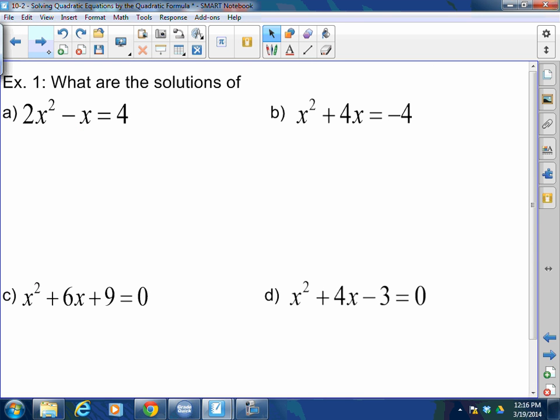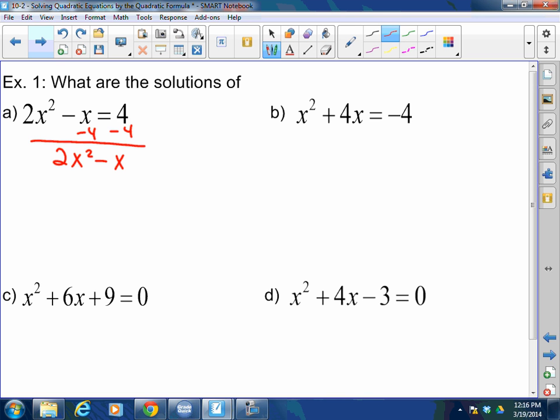So what are the solutions of this? Okay, so let's just get to it because there's nothing much to this. Got to put it in standard form. So first subtract 4 from both sides: 2x squared minus x minus 4 equals 0.